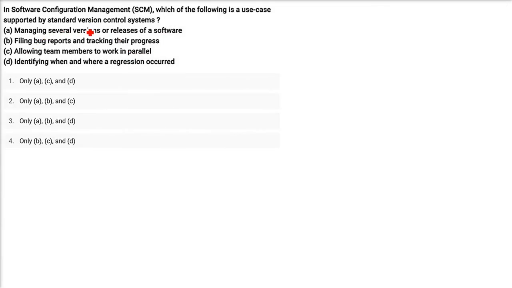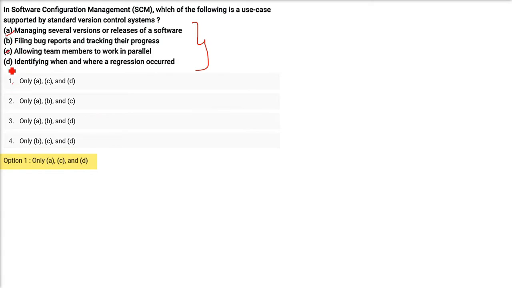In SCM, software configuration management, which of the following is a use case supported by standard version control systems? Okay. Which of the following is a use case supported by standard version control systems? So let me tell you the answer, then we'll have a discussion on this. The answer is 1. Only A, C and D.